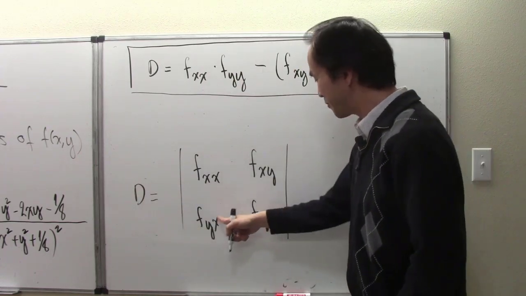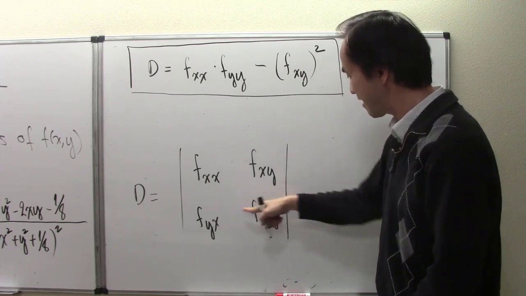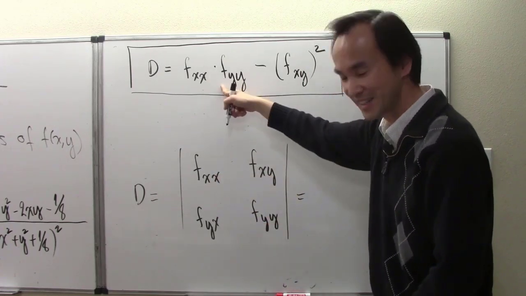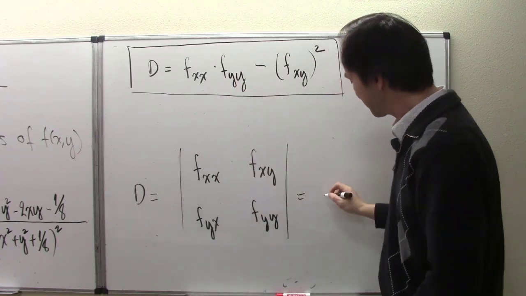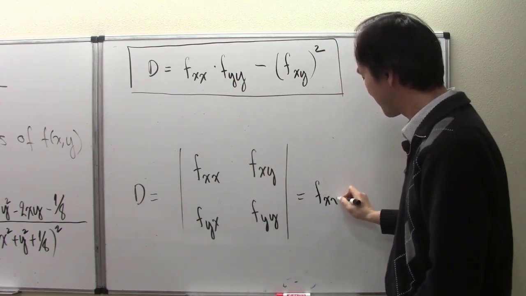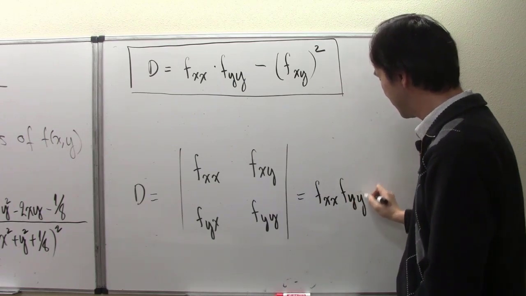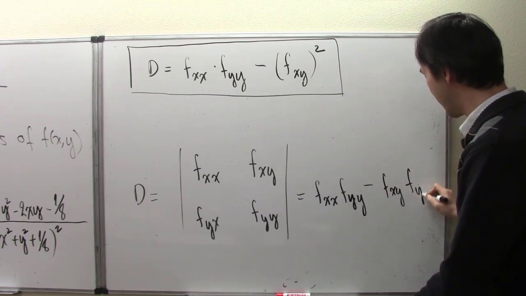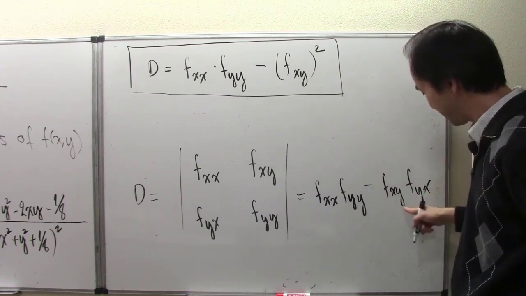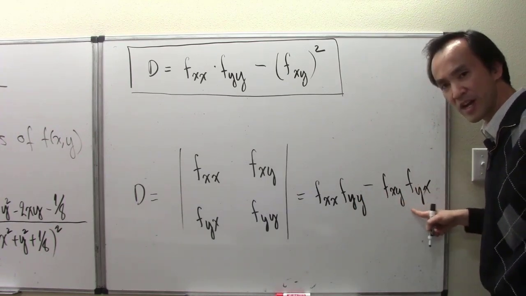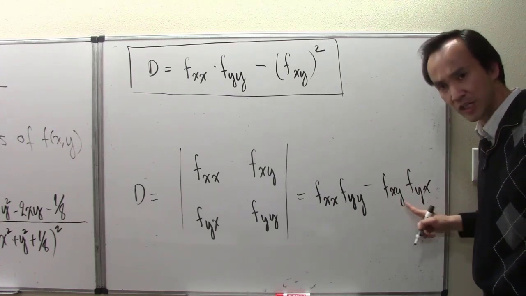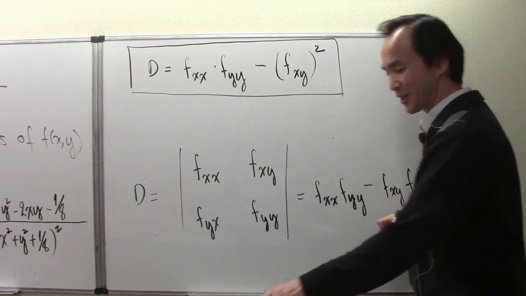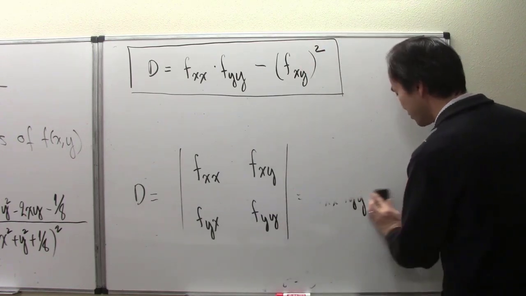And we have learned previously that writing down a determinant means we multiply these two diagonal entries right here. That's why we have that. And then it's going to be minus f of xy times f of yx. But wait a minute. We have learned earlier that f sub xy and f sub yx will always be equal. That's why it ends up with this. Okay? And so now I can take this away.